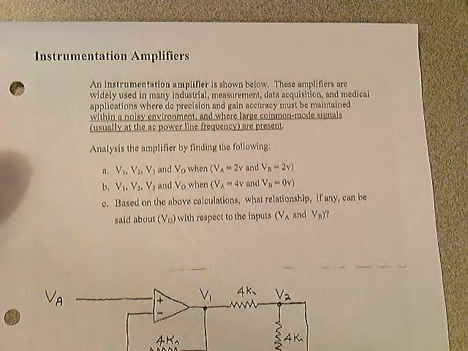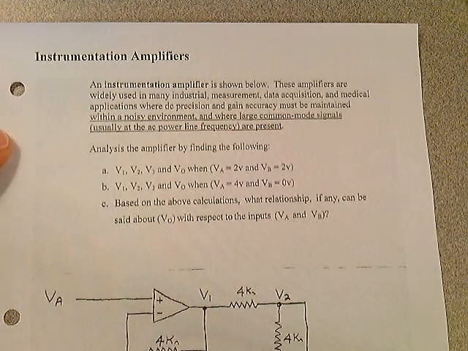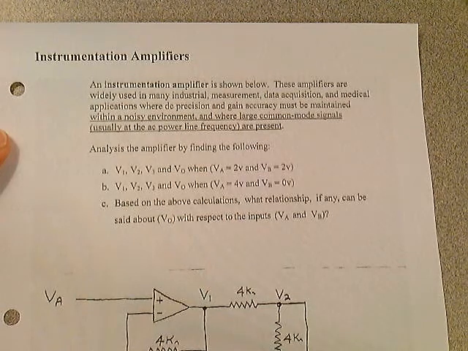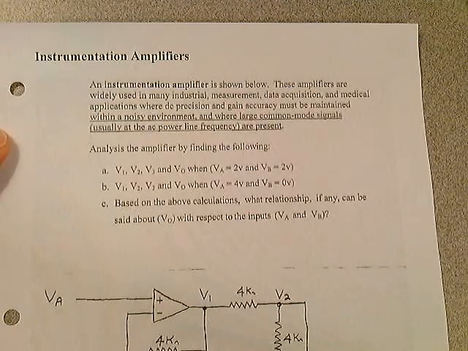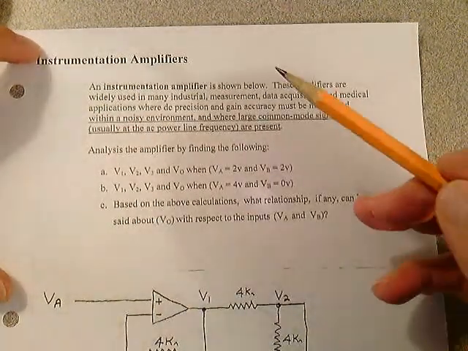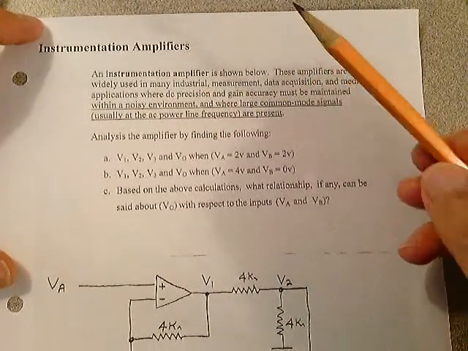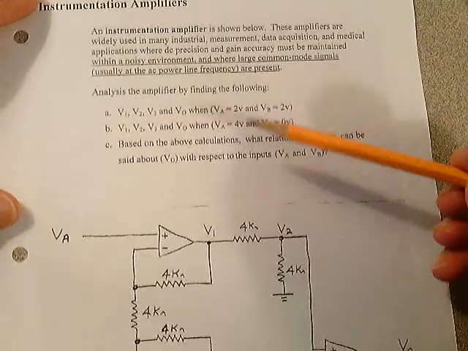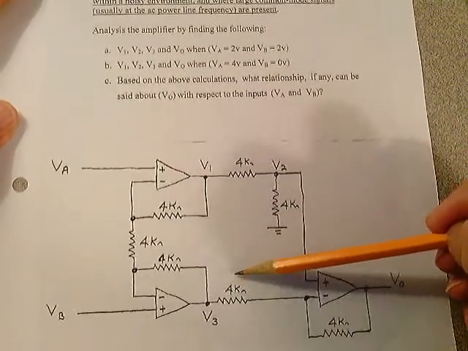One of the most popular configurations of the operational amplifier is to use it in what they call an instrumentation amplifier configuration. And we're going to be on page 85 and we're going to analyze a circuit. The instrumentation amplifier is shown below, and that's this circuit right here.